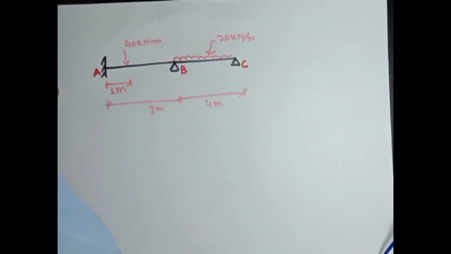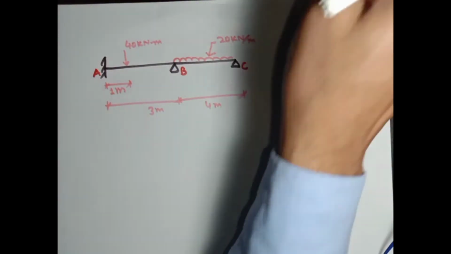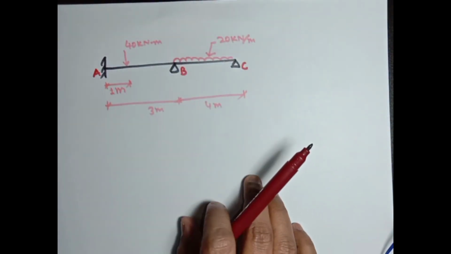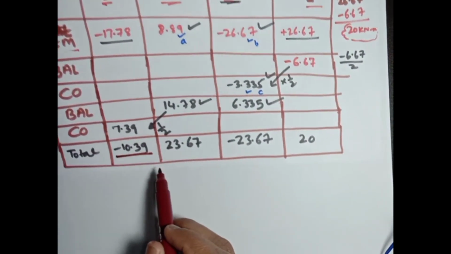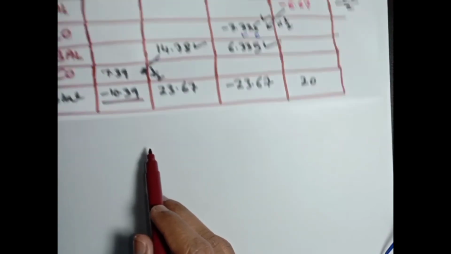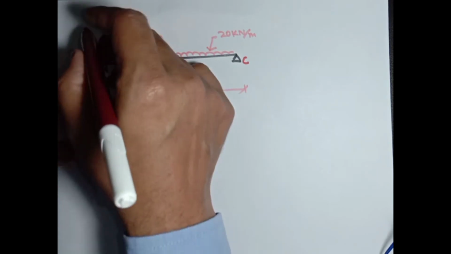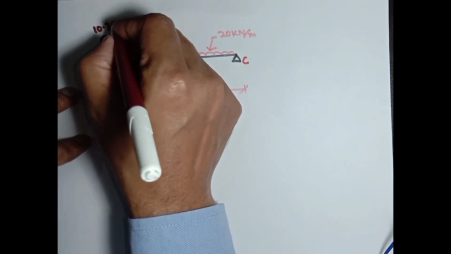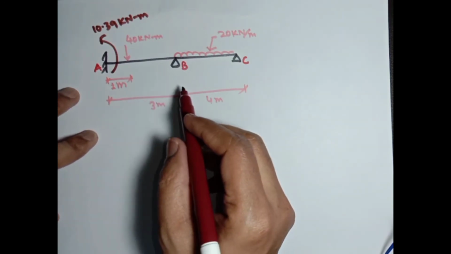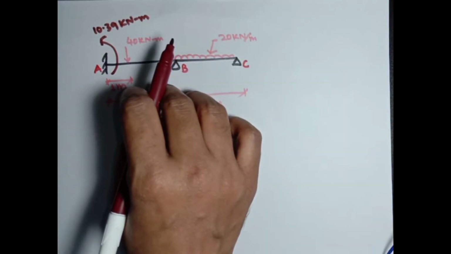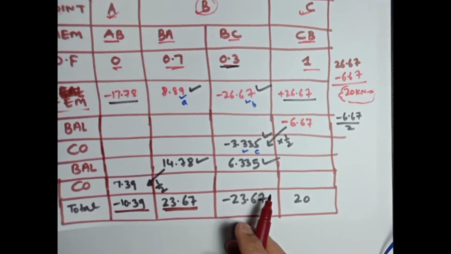Now here we have calculated the moment value. As you can see here, total moment at joint B is minus 10.39, which is with negative sign, so it is in anti-clockwise direction. Here will be a moment value of 10.39 kilonewton meter, and at joint B there will be a clockwise moment of 23.67 as we have calculated here.